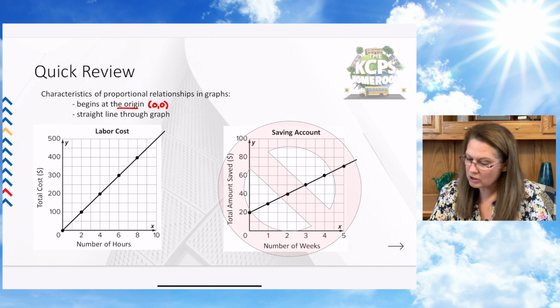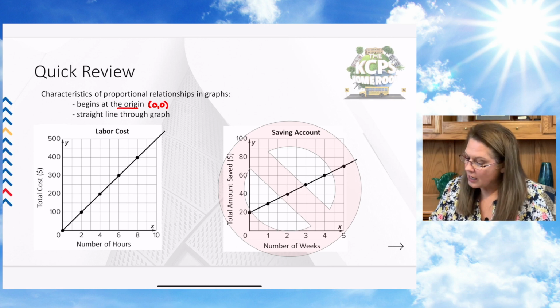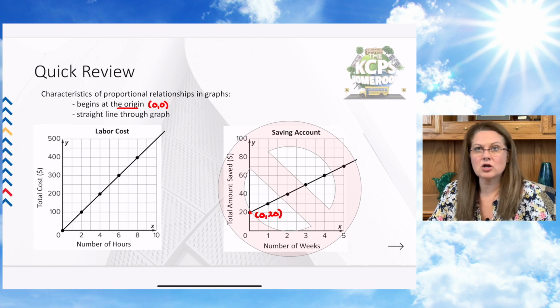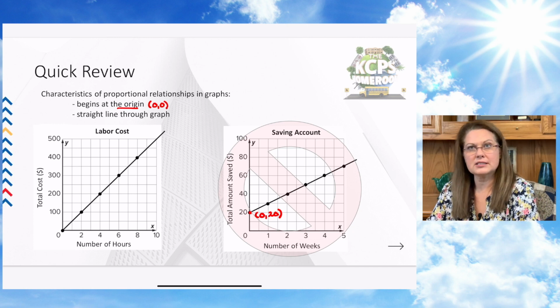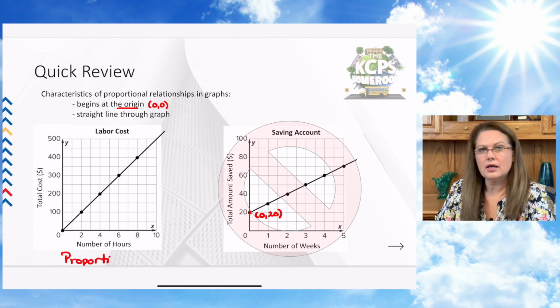You'll notice our first graph does start at 0, 0, and it tells us that we don't have any cost for the number of hours, whatever our labor happens to be. And if you come over to the savings account, notice our first ordered pair is right here, and that coordinate is 0, 20. So our account is actually starting with $20. So it doesn't start at our origin, so it's not proportional. Even though it does show a constant rate of increase throughout our savings account, it's non-proportional. So this is our only graph, the one on the right, that would be considered proportional. It has our ordered pair, 0, 0, and it has a straight line.